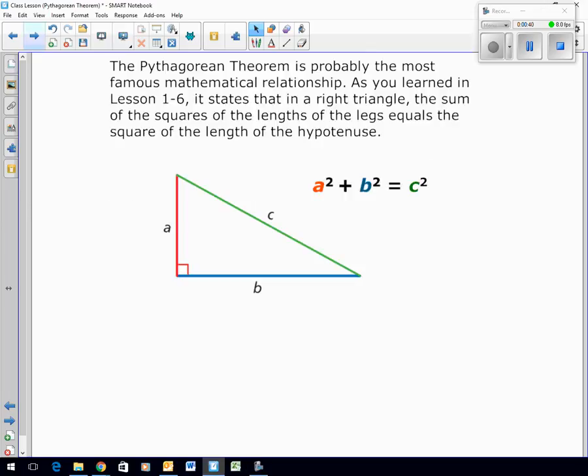I know this is how all of you think of the Pythagorean theorem. A squared plus b squared equals c squared. Do not write this down. Just real quick, a recap of it. Probably the most famous mathematical relationship.